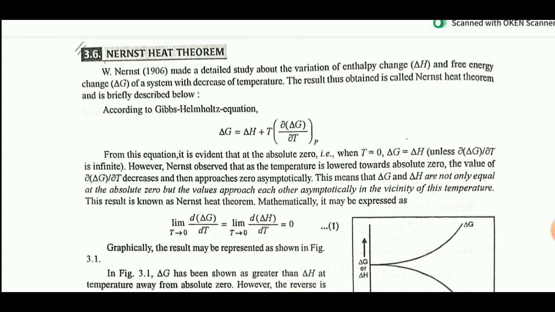However, Nernst observed that as the temperature is lowered towards absolute zero, the value of ∂ΔG/∂T decreases and then approaches zero asymptotically. This means that ΔG and ΔH are not only equal at absolute zero, but the values approach each other asymptotically in the vicinity of this temperature. This result is known as Nernst heat theorem. Mathematically, it may be expressed as limit T tends to 0 of dΔG/dT is equal to limit T tends to 0 of dΔH/dT is equal to 0.